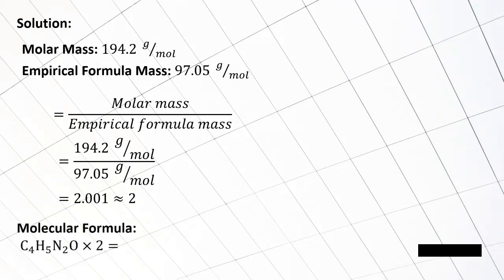After that, we will multiply this value to our empirical formula in order to get the molecular formula. So since we have 2 based on what we have solved, we will just multiply that to our empirical formula. Thus, we will get this as a result. With that, we now have our molecular formula, which is C8H10N4O2.